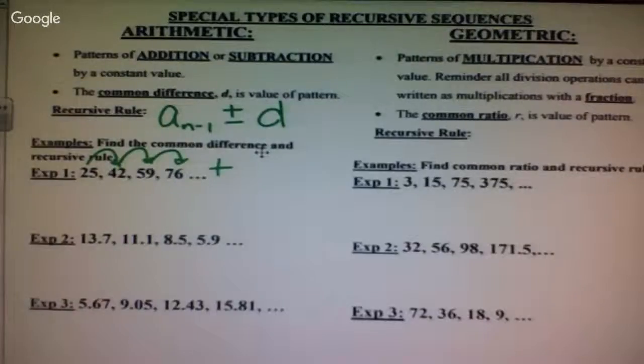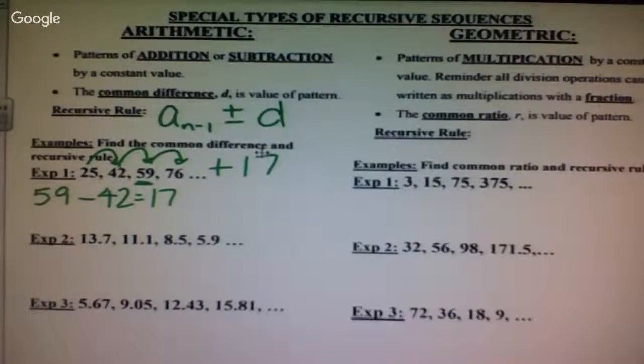Oh, wait. So I was right, it's adding. Yes, it's getting bigger, so you're adding. You're adding 17. Okay, a good and easy way to find this: pick any number you want, so, 59. Subtract the number before it. And that always, always gives you your common difference.